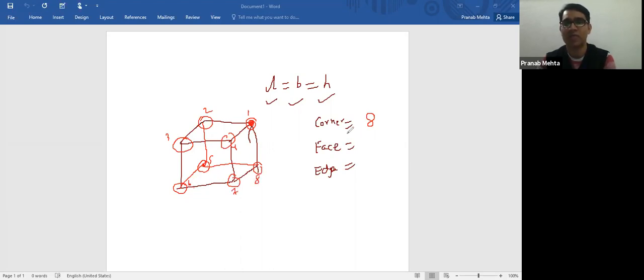8 corners are there. Then the next thing is face. All right. Total 6 faces are there. 1, 2, 3, 4. Then this 5. Look, opposite side, so 1 opposite side. Then 2. Then 3. 1, 2, 3, 4, 5, 6. So total 6 faces are there. All right. This whole part is known as a face. This whole part is known as a face.